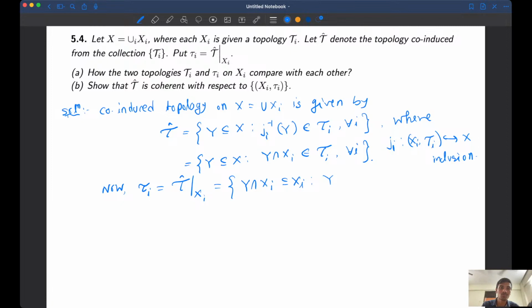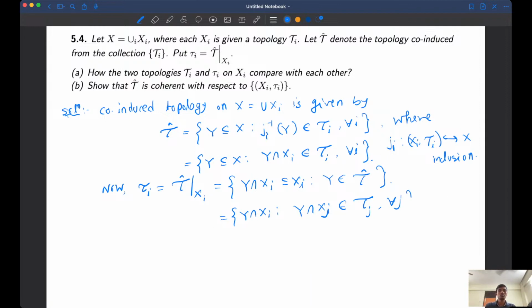Don't confuse the notation; I should have changed it. One is the already given topology, capital tau I, and the other is the subspace topology that I get from the co-induced topology, which is my small tau I, and that is what I'm considering in this case. So this consists of all Y intersection Xi, where Y belongs to tau hat. I'm not writing Xi, since it is already clear it will be inside Xi. So such that Y intersection Xj belongs to capital tau j for all j.